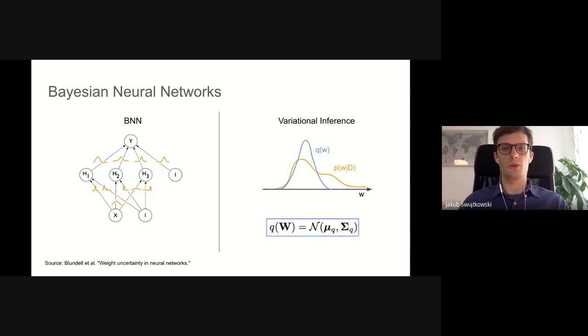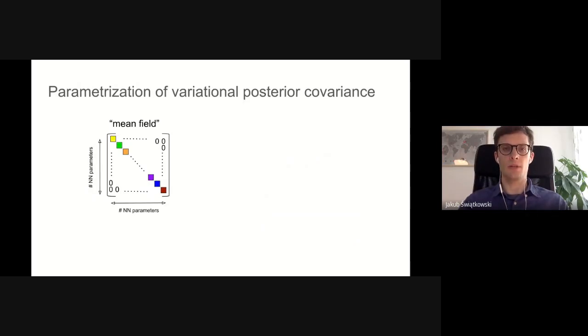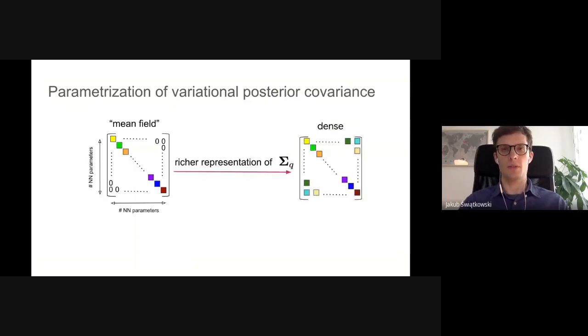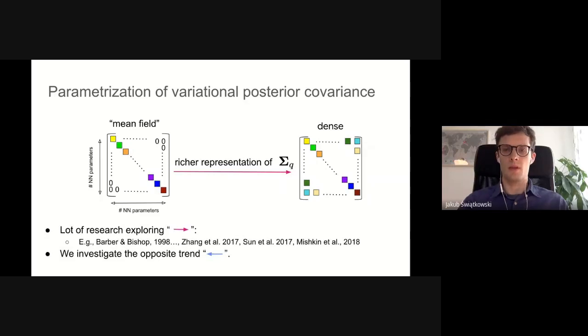A common choice for Q is a multivariate Gaussian. A key object here is the covariance matrix, which can become very large. Therefore, the standard approach is to make a mean-field assumption, which results in diagonal covariance. However, many consider this to be a too restrictive assumption and explore richer parameterizations. We question whether this is needed and study the opposite direction of even more compact parameterizations than mean-field.